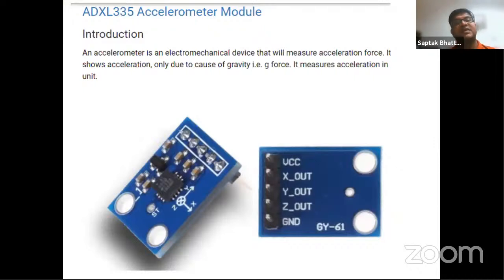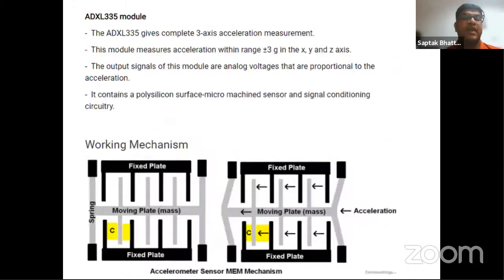Now this is the accelerometer module ADXL335, which I will be using to measure the acceleration force. I will first measure the acceleration along x-axis, y-axis and z-axis. So this is a 3-axis accelerometer. The x-axis, y-axis and z-axis accelerations will be sensed by this accelerometer and sent to the Arduino Uno.